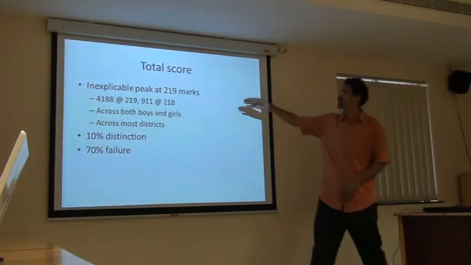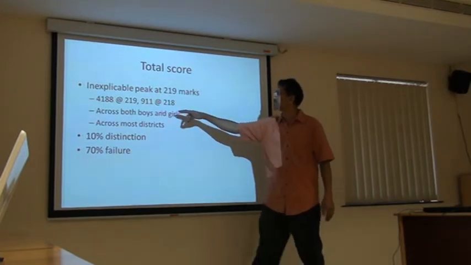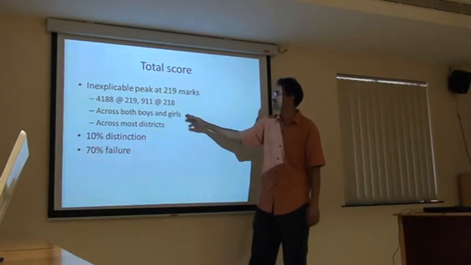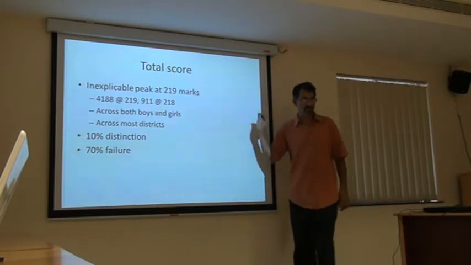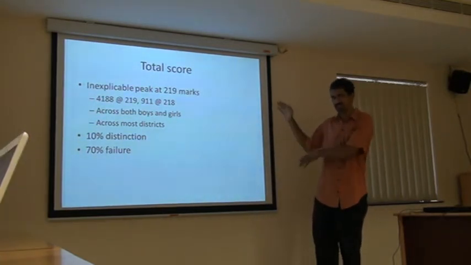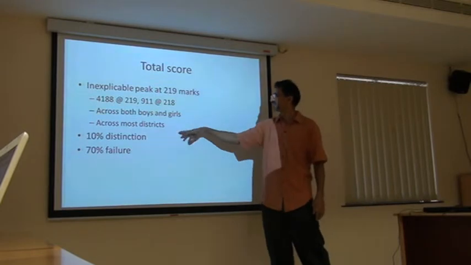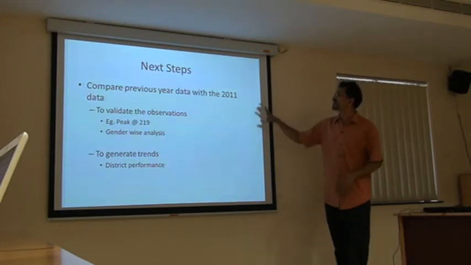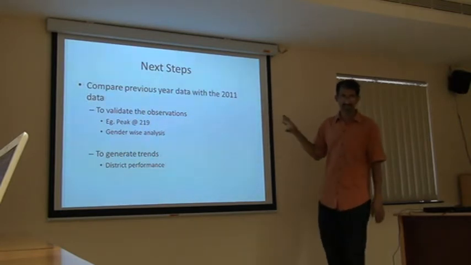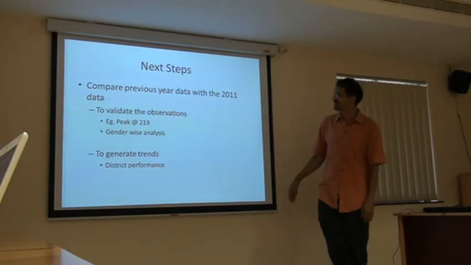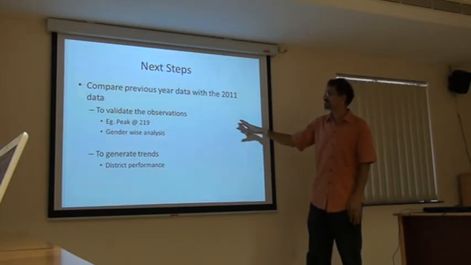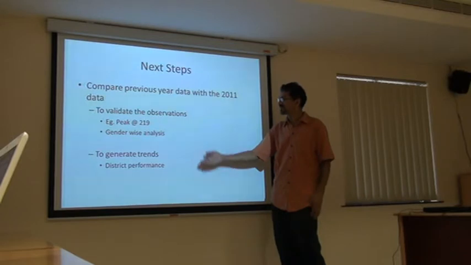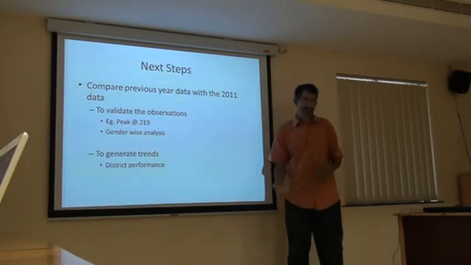So this is what we were showing, the peak at 290. It goes from 911 at 218 to 4,188. And this is true across boys and girls and across most districts, except for some districts where the average mark is much higher and the distribution is much more to the right. There we don't have this. Next steps, we plan to compare some of these results against the previous year's data, which Anand is going to give us today, and look at all these trends in the previous year's data to validate these observations. That's it.